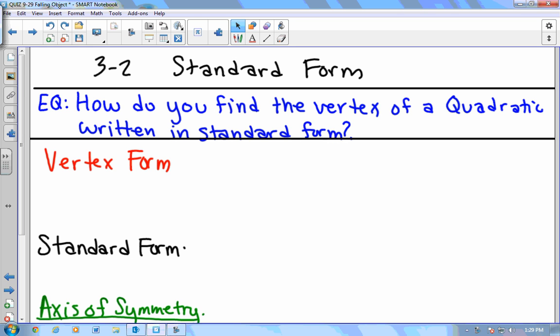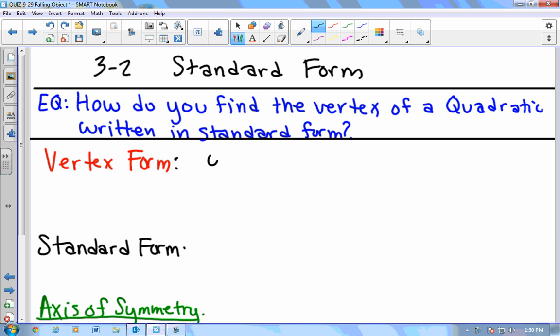Alright, so you should have at the top of your notes labeled standard form, chapter 3, section 2. Essential question: how do you find the vertex of a quadratic written in standard form? Because the quiz we just had was in a different form. The quiz we just had was in vertex form.